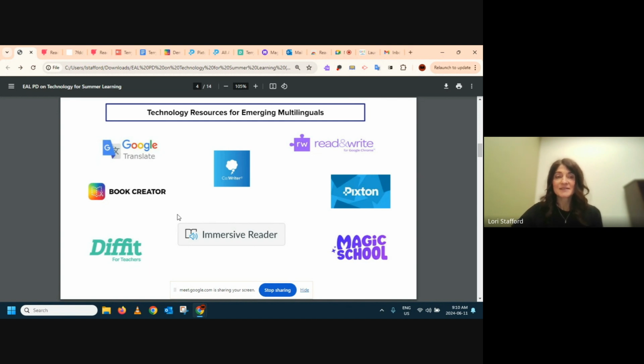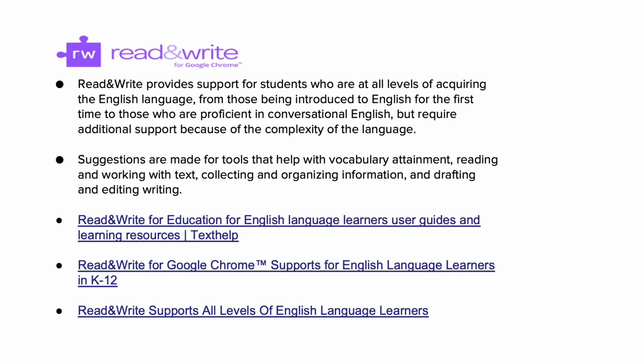And then at the end, I'm going to show you two tools, Diffit and Magic School, that are AI tools that really can help you differentiate and level your reading and content. So those are some tools that we're going to look at today. You may be familiar with some, but haven't used them for EAL students in particular. So hopefully you'll get something new from this today.